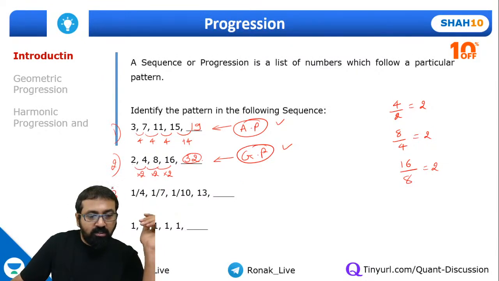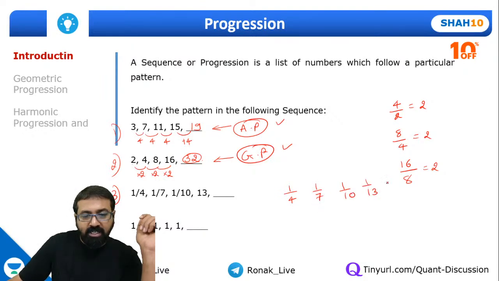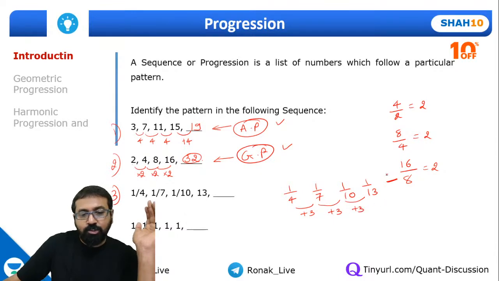Okay, and this one, the third one. Now this is slightly different. I mean 1 by 4, let me just write it this way, 1 by 4, then 1 by 7, 1 by 10, 1 by 13. So what will be the next term? So guys, if you observe, the numerator is constant: 1, 1, 1, 1. There is an arithmetic progression in the terms of the denominator, right? Each term in the denominator is increasing by 3. So can I say it should be 1 by 16 over here, everyone?